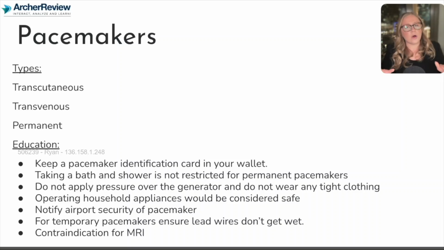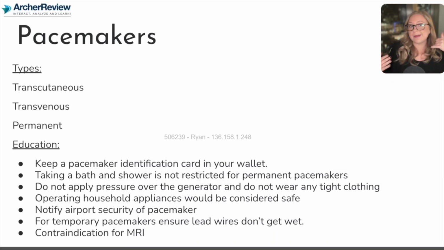What we don't want is pressure over that pacemaker. So really tight clothing, we don't want them doing that. We also want them talking on their phone on the opposite side of their body so that we don't get any mismatching signals. We keep that generator safe.